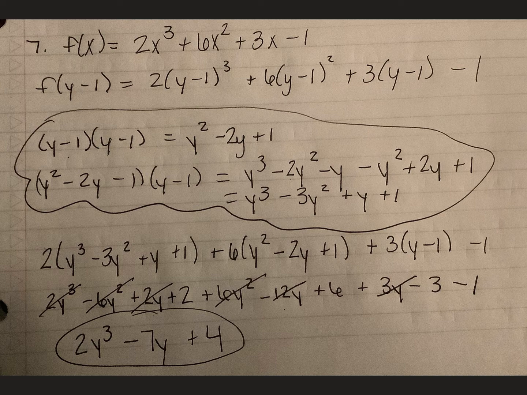So then combining like terms, my 2y cubed comes down. I have a negative 6y squared, a positive 6y squared. Those cancel. Then I have positive 2 minus 12 is negative 10, plus 3 is negative 7y. And then I have 2 plus 6 is 8, minus 3 is 5, minus 1 is 4. So that's number 7.